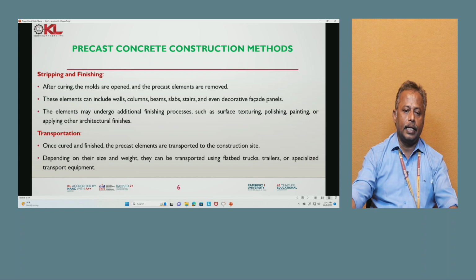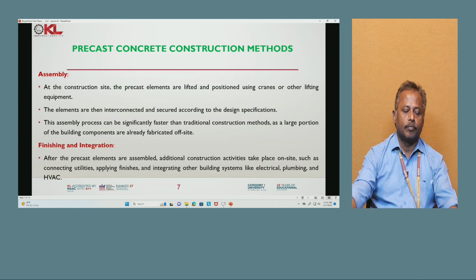Next, transportation. Once cured and finished, the precast elements are transferred to the construction site. Depending on the size and weight, they can be transported by trucks, trailers or specialized transport equipment. Next, assembly. At the construction site, the precast elements are lifted and positioned using cranes or other lifting equipment. The elements are then interconnected and secured according to the design specification. This assembly process can be significantly faster than the traditional construction method, as a large portion of the building components are already fabricated off-site.